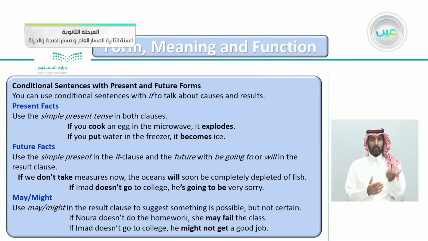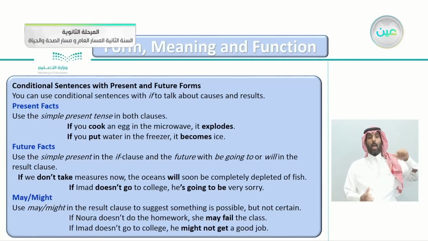Another example here, if Imad doesn't go to college. Again, if Imad doesn't go, using the simple present in the if clause. He's going to be very sorry. He's going to be, the result clause, very sorry. So we use going to for the future.